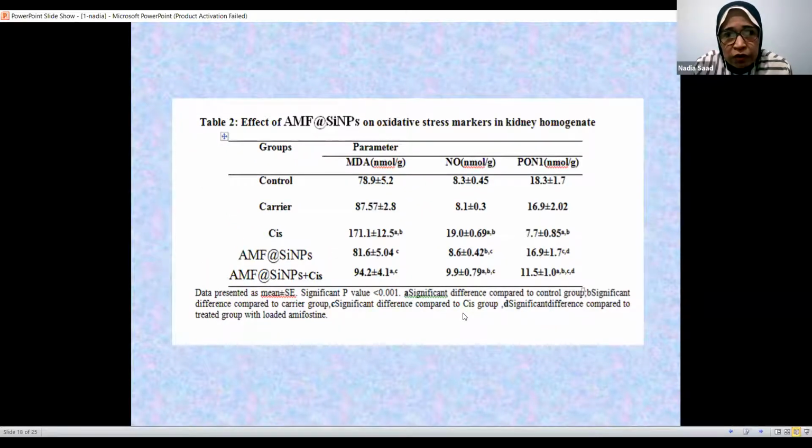Also here, the stress markers on kidney homogenate. We see the elevation in the stress markers in the cisplatin group through malondialdehyde and nitric oxide, and the peroxidase enzyme is decreased in the cisplatin group, which is returned to almost normal level with our model.